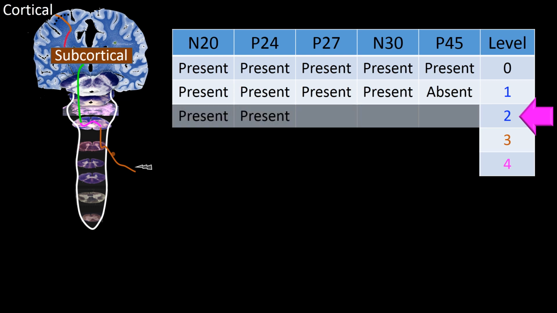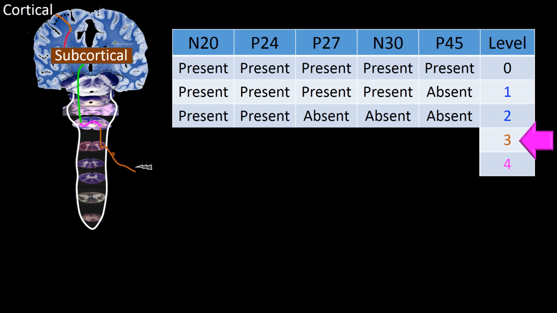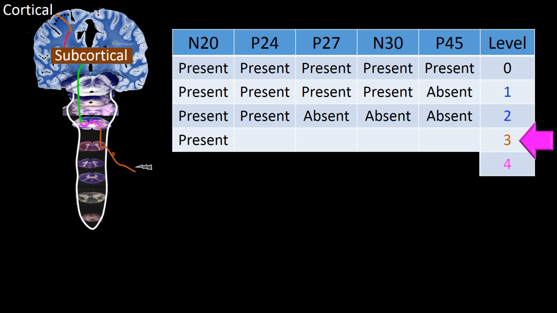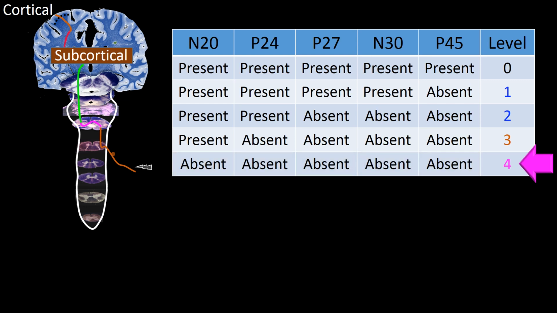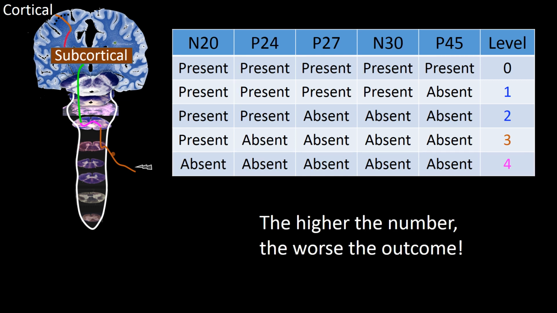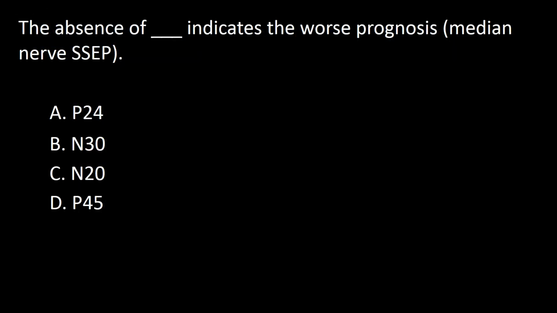Level 2 is given when N20 and P24 are present and the rest are absent. Level 3 is given when N20 is present and all other potentials are absent. Level 4 is given when all the potentials are absent. As you can imagine, patients with level 0 have the best prognosis. The patients in level 4 have the worst prognosis. So the higher the number, the worse the outcome. The answer to this question is C.